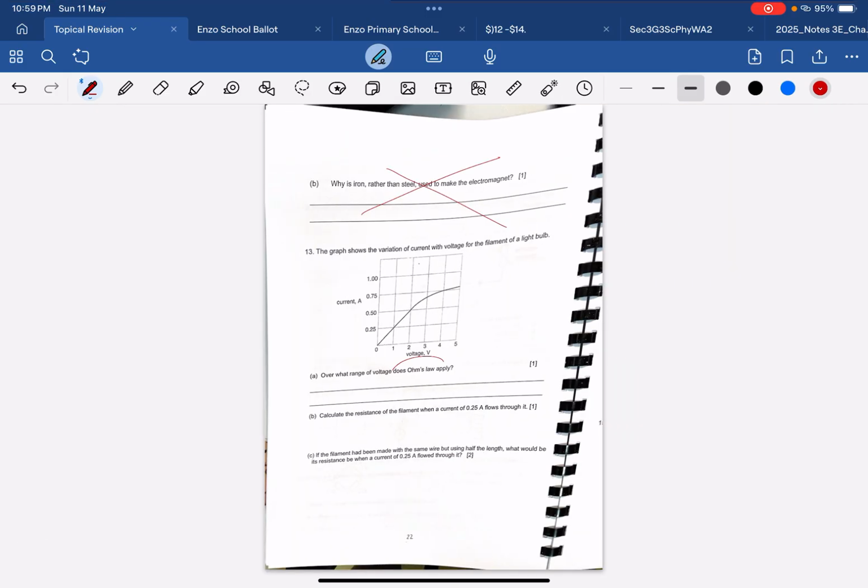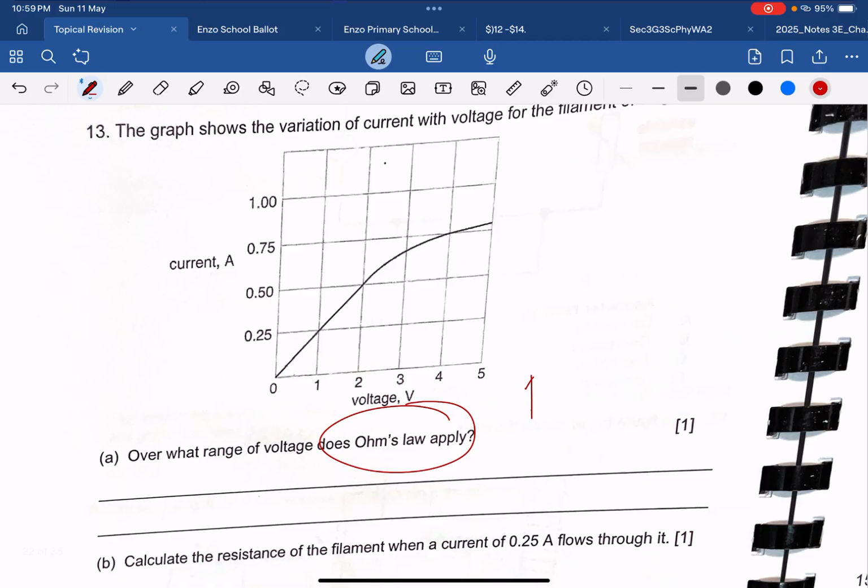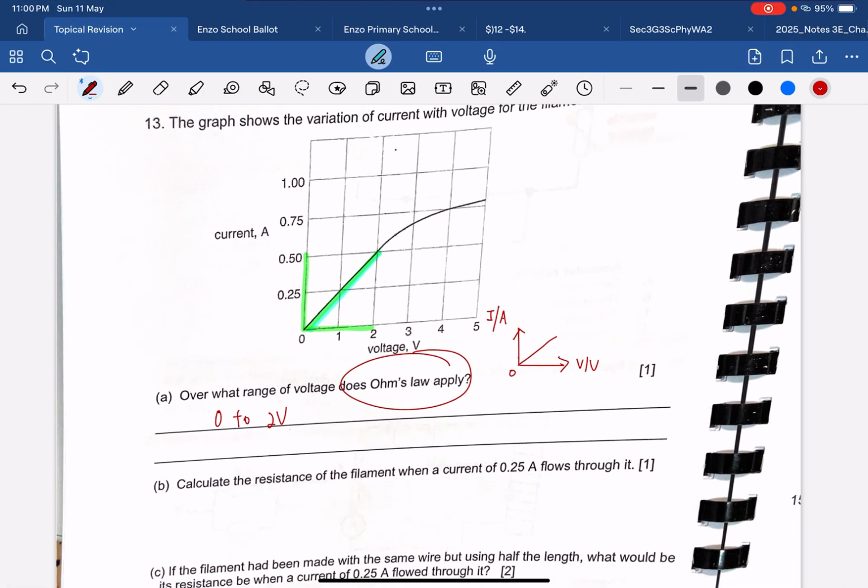Then Ohm's law, just for your information: to obey Ohm's law, when you plot current A against V, it has to cut through (0, 0) and it has to be a perfect straight line. So in this case, this part over here will meet Ohm's law because of this perfect straight line that cuts through 0. So over what range of voltage? The answer should be 0 to 2 volts. Just for your information in case the question suddenly asks you.